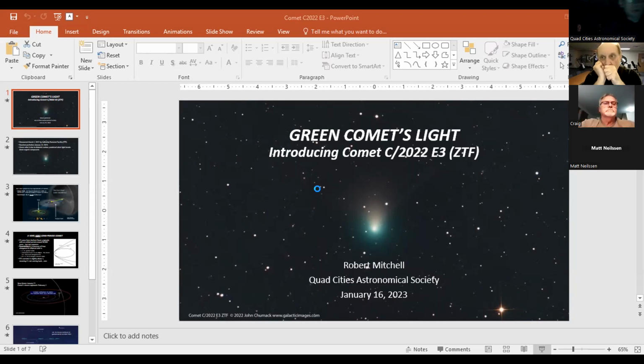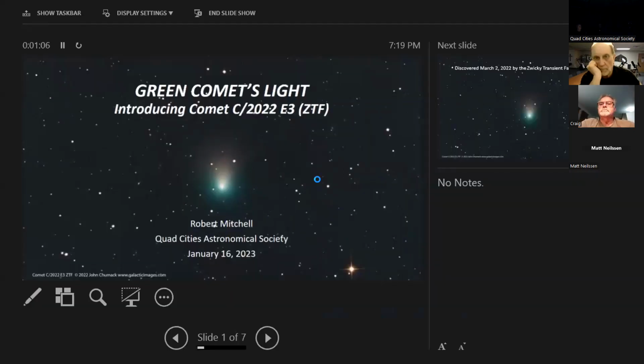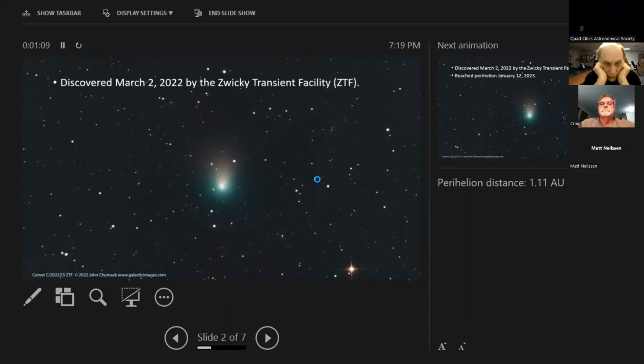This is when it was discovered by the Zwicky Transient Facility. It's a telescope set up, I think, on Mount Palomar. It's designed to scan the sky every few days or so, looking for new objects. Among other things, it looks for newly exploded supernovae or gamma ray bursts. In this case, it just happened to catch this comet when it was still pretty far out from the sun. It has since moved in much more closely.